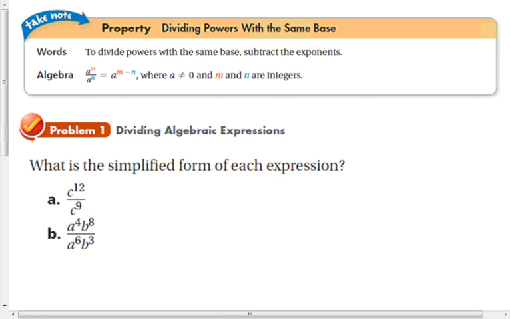All right, one of the things we're going to learn is how to divide powers when they have the same base. Here's the idea: if you're dividing powers with the same base, you just subtract the exponents. And that kind of makes sense. Just think about this. Let's say we're dividing x to the fifth by x to the third. Well, expanded, that looks like this.